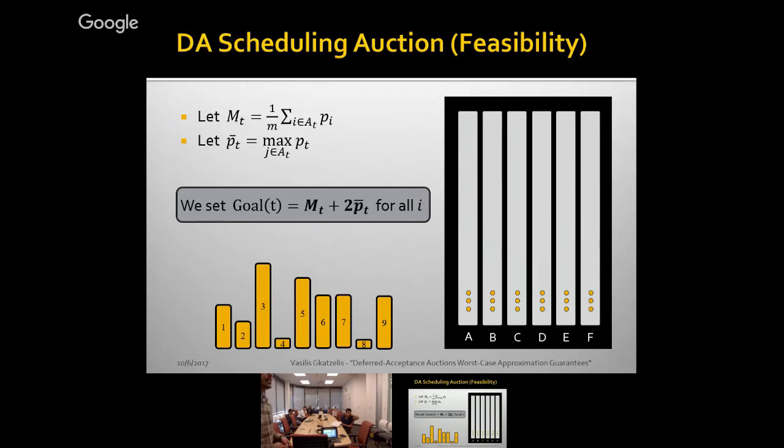The thing we actually did is we said let M_t be the fractional makespan of the people that have not been scheduled yet. This is the set of people that have not been scheduled yet. If I sum up the processing times and divide by the number of machines, this is a lower bound. There's no way I can get better than that. Even if I were to optimally pack everyone else, that's the best completion time I could ever guarantee for the last guy. And p_t bar is the maximum processing time among the people that have not been scheduled yet.